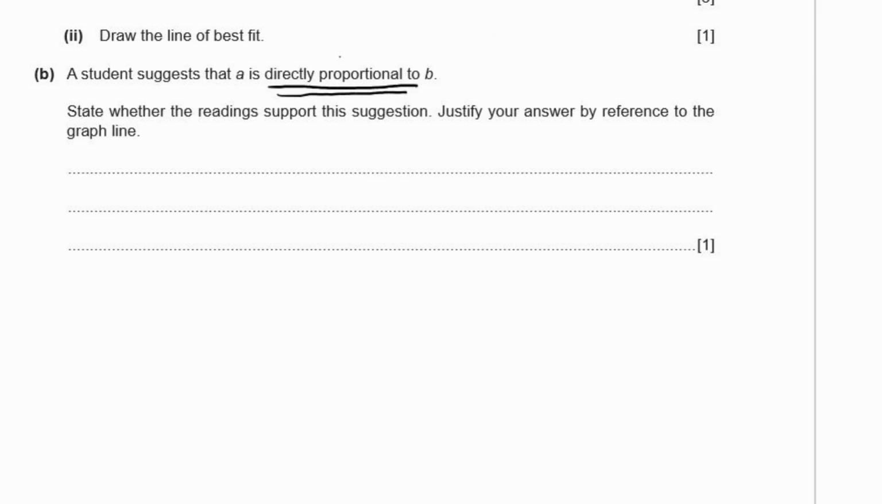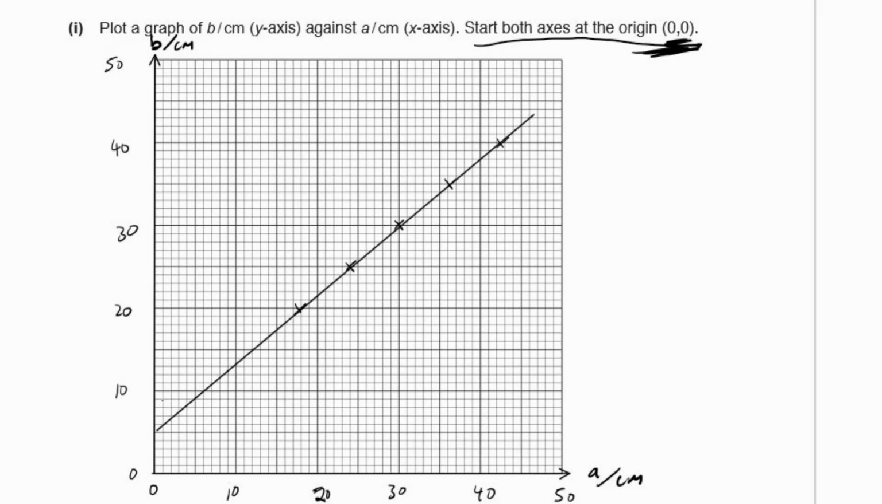But if A is directly proportional to B, that means it goes through the origin, 0, 0. That's what we would expect to see. So let's have a little bit of a look at our graph again. We can see, looking at that, it doesn't go through the origin. It goes through 5 centimetres. That is definitely not the origin. And it's not out by a small amount. The straight line does not travel through the origin at all.